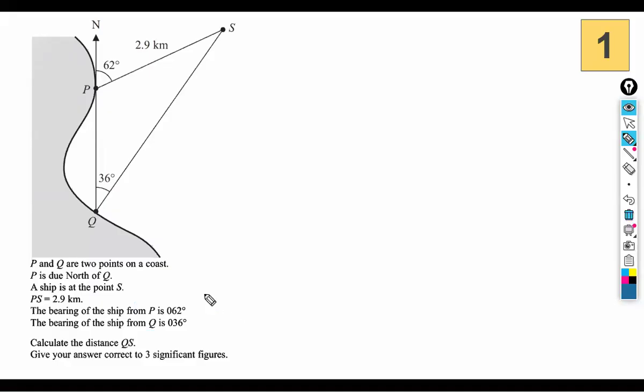In this question, they want you to find the distance QS, right? I already don't care about the three significant figures. We're just going to go to two decimal places, right? Let's keep it simple. Let's put in the common letters. Here's common P, here's common S, and here's common Q.